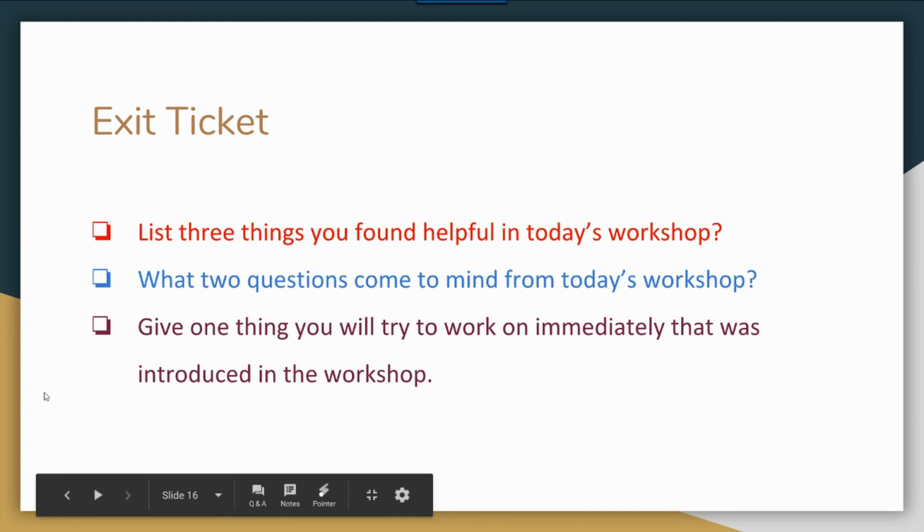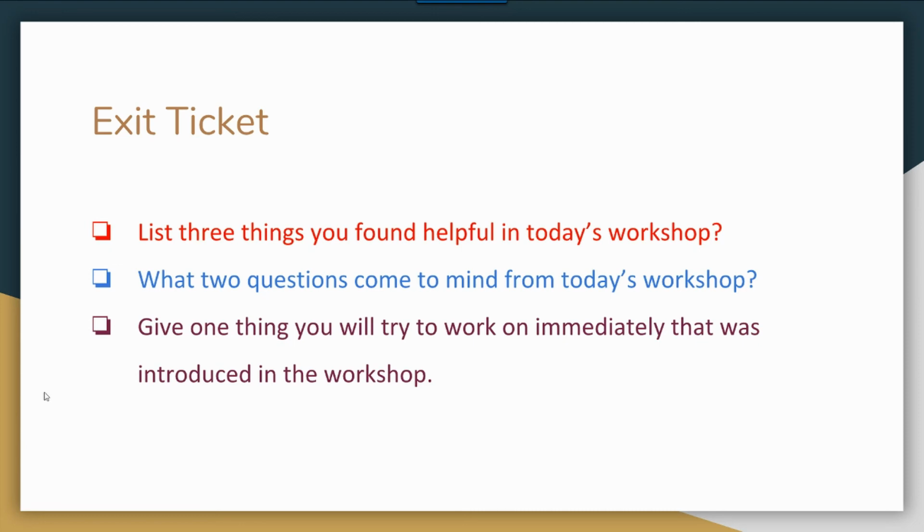I'm going to give you a half sheet of paper, and this is your exit ticket, and we will be done for today. I want three things on here. Three things you found helpful in today's workshop. Two questions that come to mind from today's workshop. And one thing you're going to try immediately that we introduced. And when you've done that, we will be done.